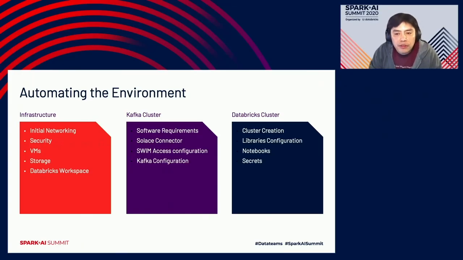We focus on automating these three categories. Infrastructure itself, which includes all the initial networking, subnets, security groups, VMs, Databricks workspaces, storage, everything. Second, Kafka. Now we are on the post-provisioning configurations, which includes Kafka installation, configuration, along with its software requirements like Java, for example. It also involves a SWIM required configuration to access specific data sources.